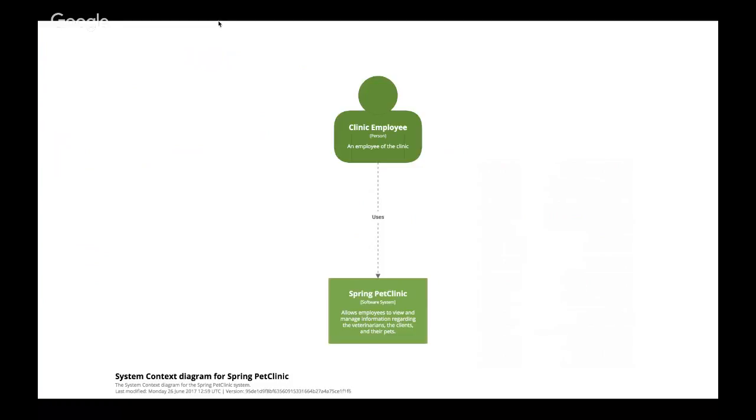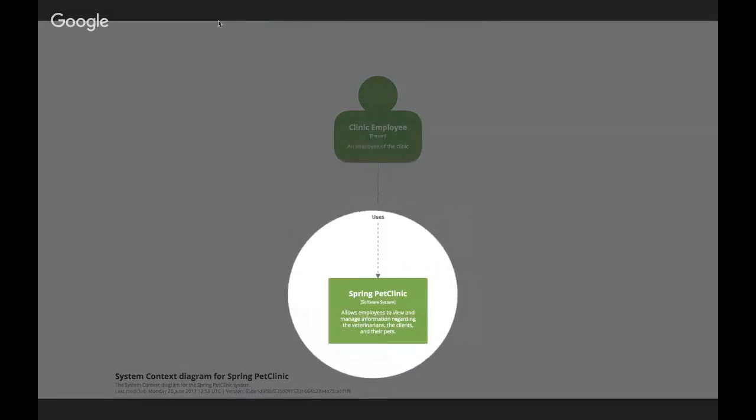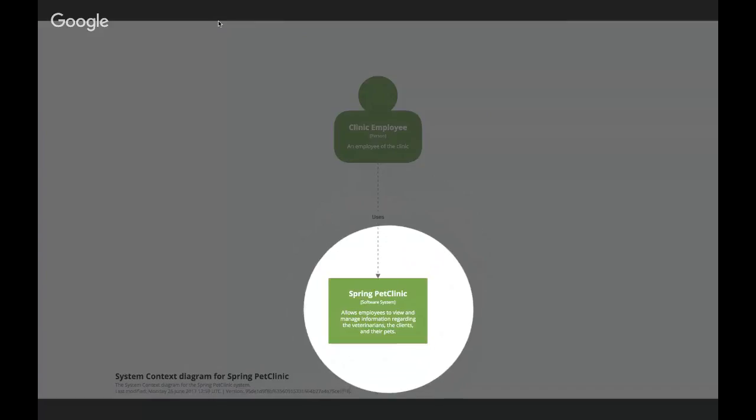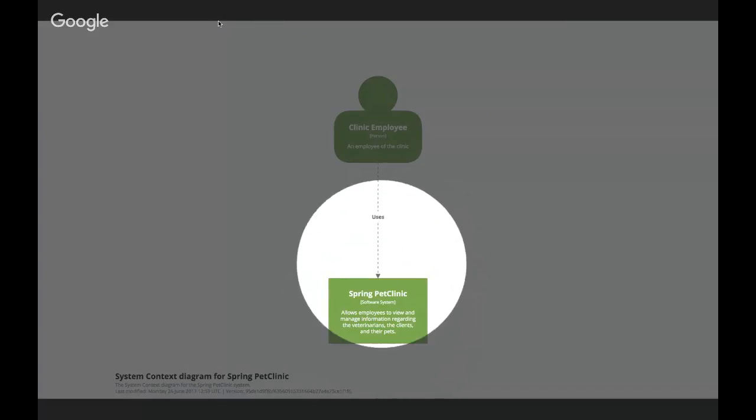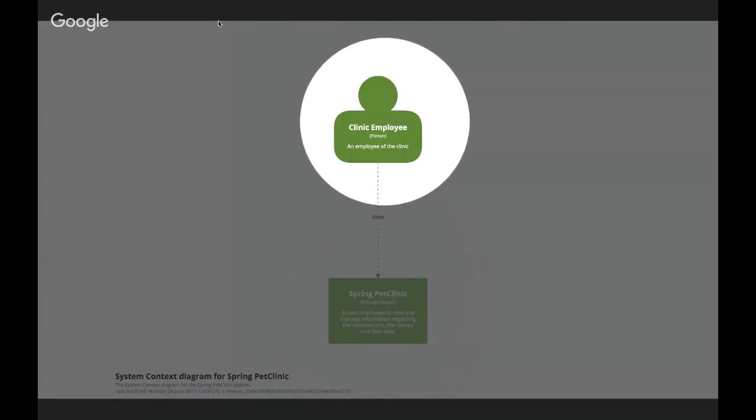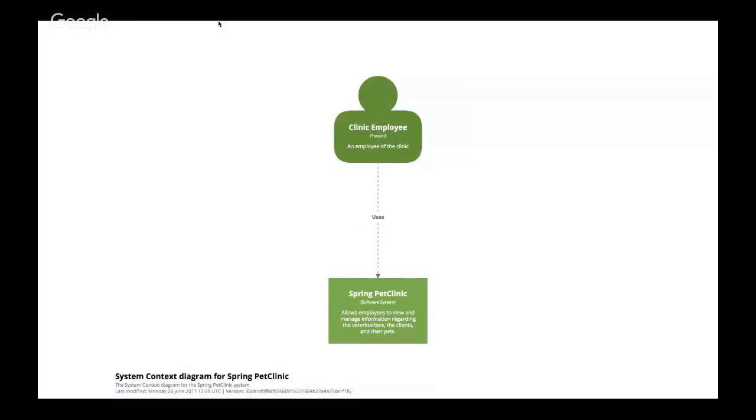So this is diagram 1. This is a system context diagram for my Spring PetClinic system. All this is showing is that the Spring PetClinic system is the thing I'm building, so this is my software system. There's one type of user, a clinic employee, and the clinic employee uses the system. So this is a really super simple example of a system context diagram. It simply shows the system we are building, the Spring PetClinic, and all of the people who use it. So that's diagram number 1.